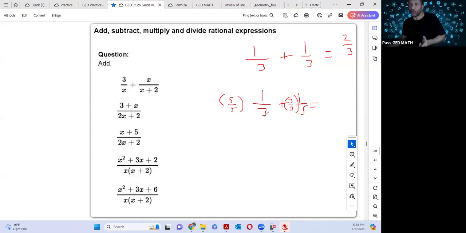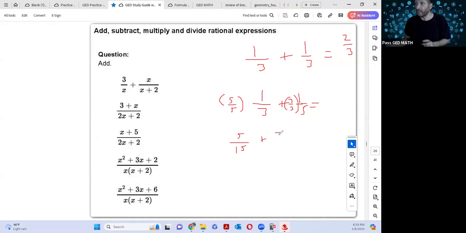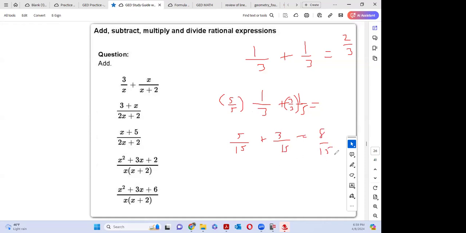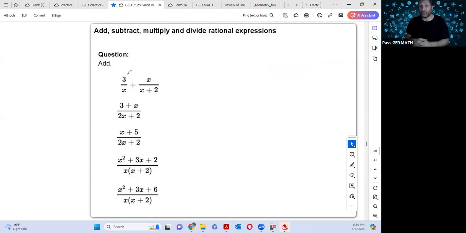But you should notice, I'm multiplying this denominator by the other denominator. I'm multiplying this denominator by the other denominator. Do you see that? So I'm going to get 5 over 15 plus 3 over 15. I now have a common denominator. I can add them, and I get 8 over 15. Okay. So everybody knows how to do those problems. The problem is when they see something like this, they don't know what to do. It's the same exact steps.